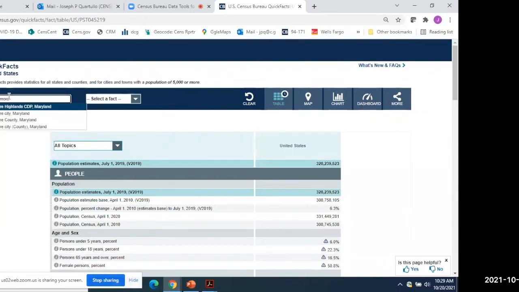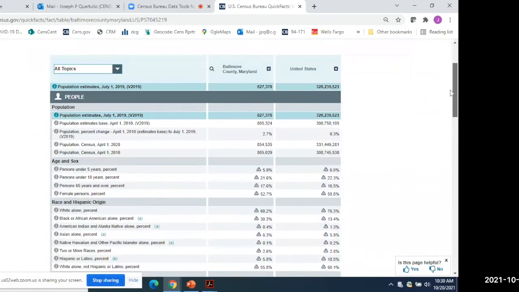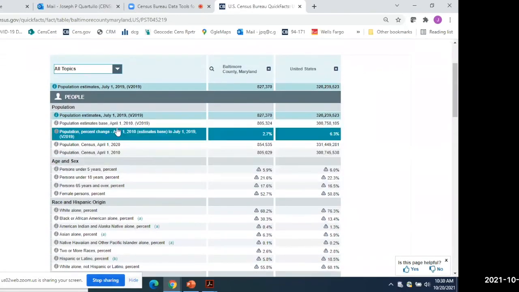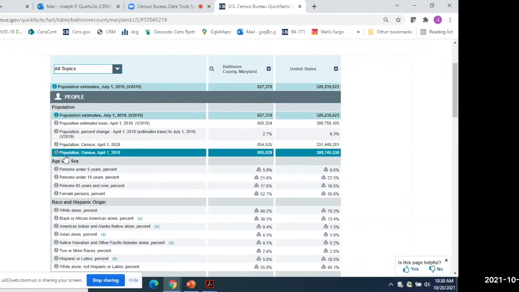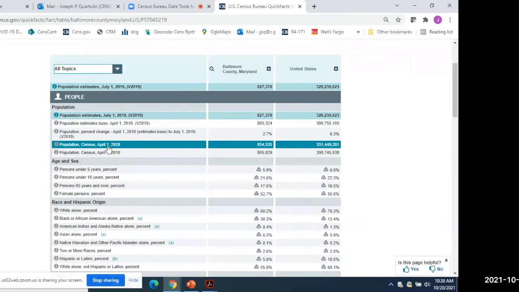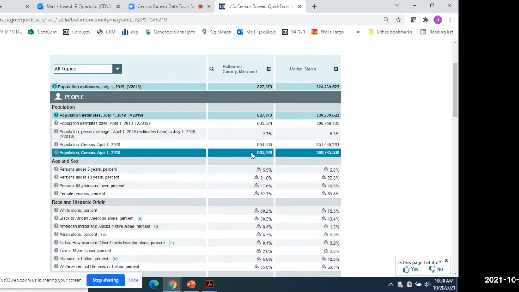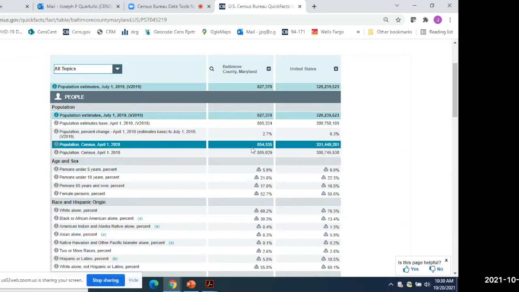So we want some information about Baltimore County. We'll just enter that for the US, but we have the information for Baltimore County. And this number right here is the most recently released population from the 2020 census. So Baltimore County, 854,000 in 2020, and the number right below it was the population from the 2010 census. So you could see Baltimore County has grown, and also we could see that the US has grown.